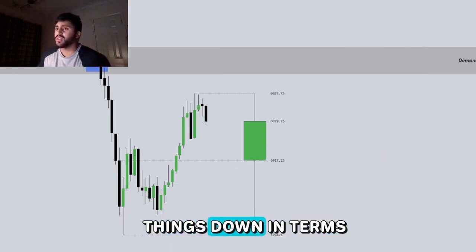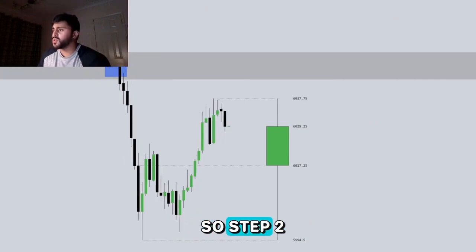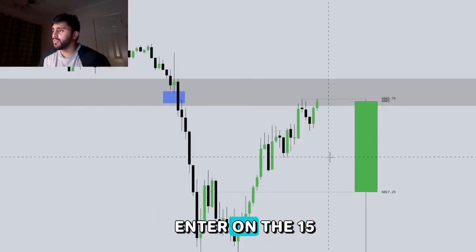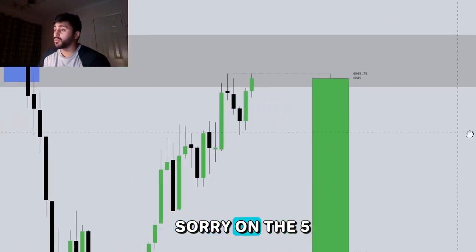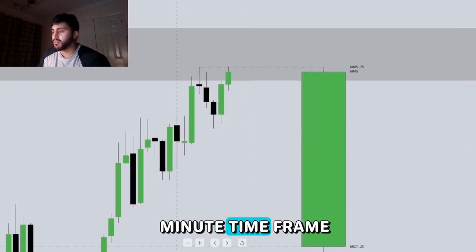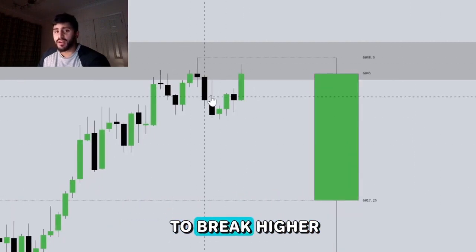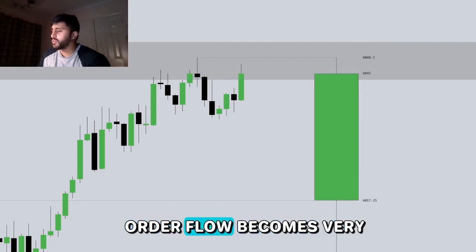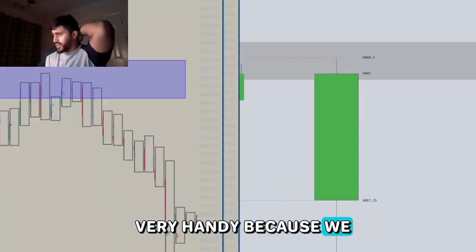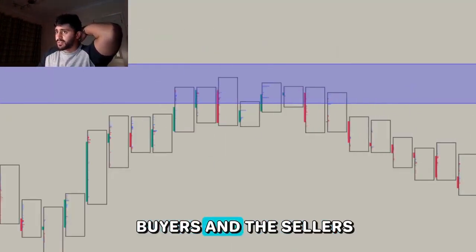But let's just break things down in terms of our step two. So step two, we want to see price enter on the 15-minute time frame. Sorry, on the 5-minute time frame, right? This is a 5-minute chart. So what we're seeing is price struggle to break higher. This is where the order flow becomes very handy because we are going to be reading this in terms of the buyers and the sellers.